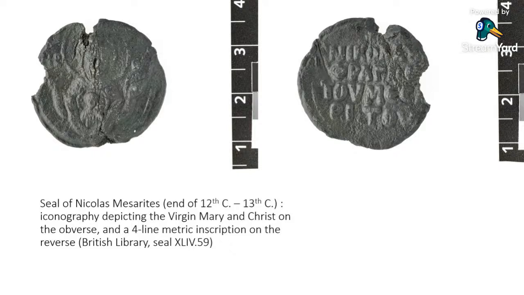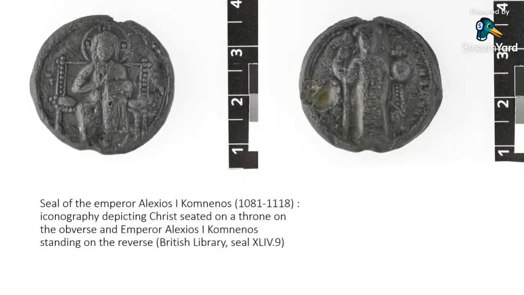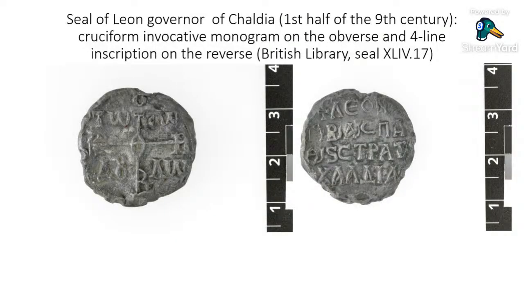The other possibility is to have a double iconography. This is an imperial seal of the Emperor Alexius I, belonging to the Komnenos family, with the Christ and the Emperor himself depicted on the reverse.